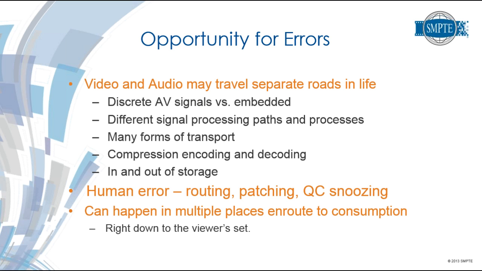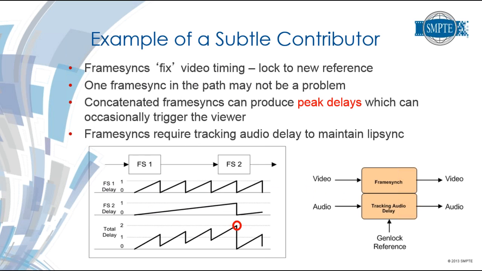And we all know that errors never average to the middle. It would be nice if they did, because if there were enough system errors, it would eventually come out in the middle. But of course, errors don't tend to do that. And these things tend to concatenate. Here's an example of a subtle contributor.